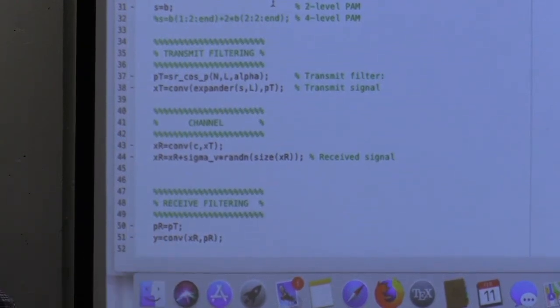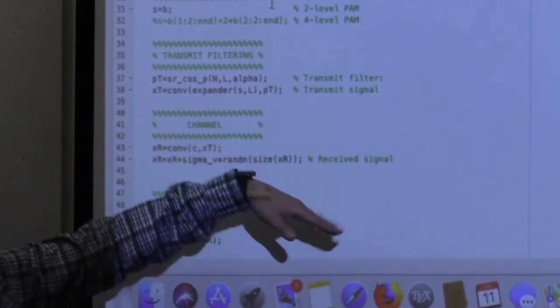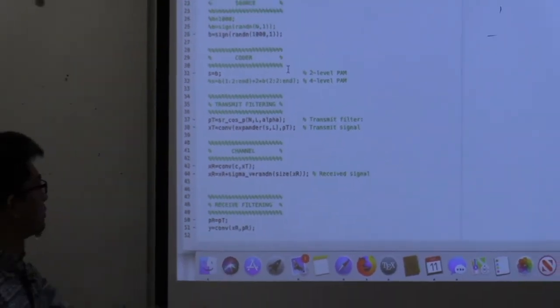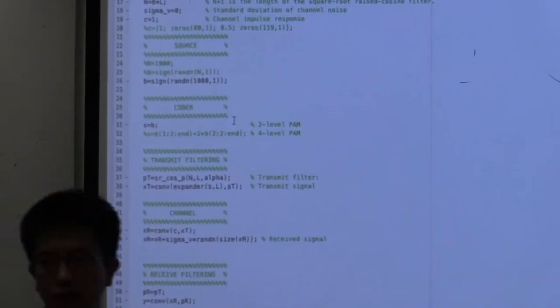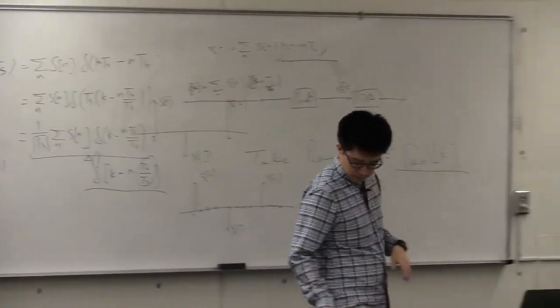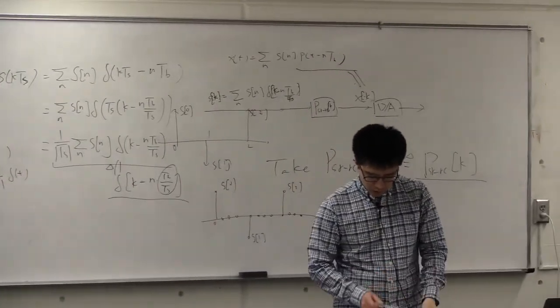It's pretty straightforward, right? All the comments here are good. If I have any question for this risk cosine function, for expander function, just look at those functions. It's in the folder. Okay, great. So yeah, we go over the code.